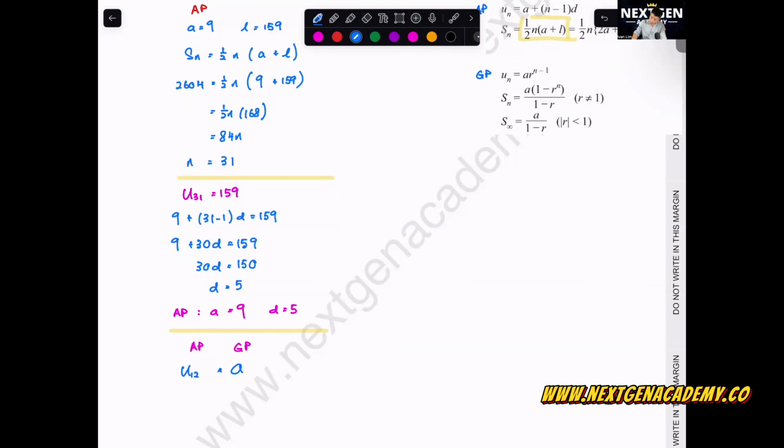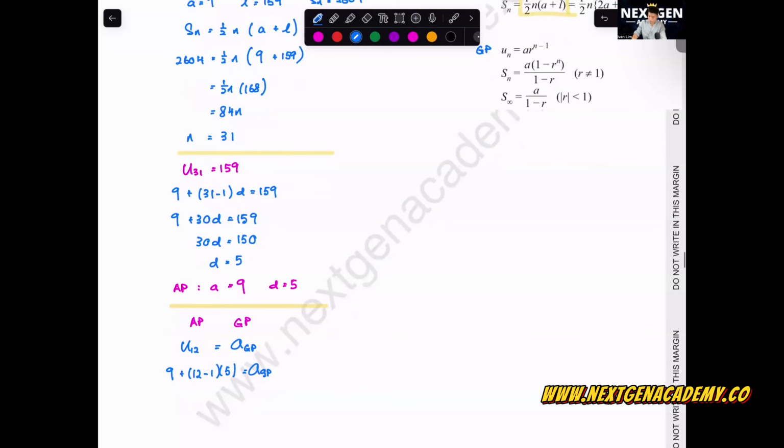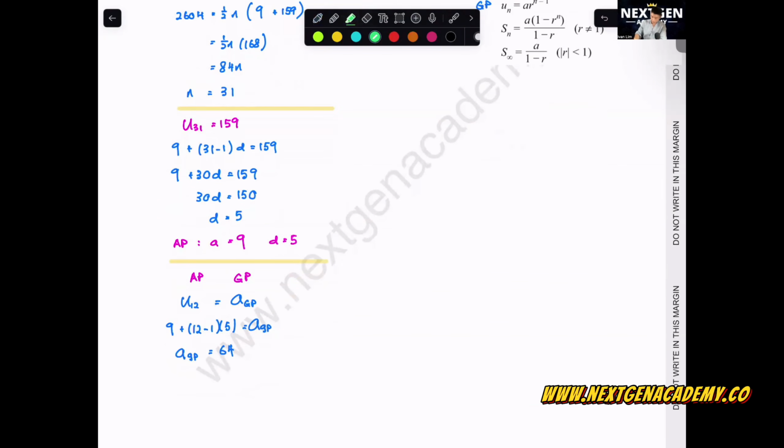The 12th term, how can we write this? We can write A plus (n minus 1)d is equal to the first term of the geometric progression. Go calculate for this one. The A for the geometric progression will be equal to 64. This is the important value that we want. A of GP is 64.